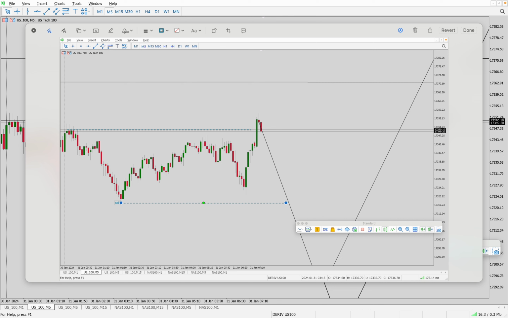Sell-side liquidity is currently residing beneath the initial low of the day. I'm going to take the bodies of the candles. Buy-side liquidity is currently residing above the initial high of the day. And the underlying premise from the previous day was downtrend.